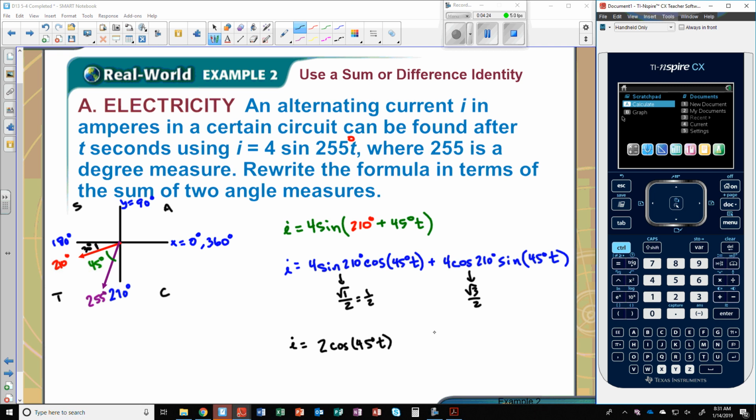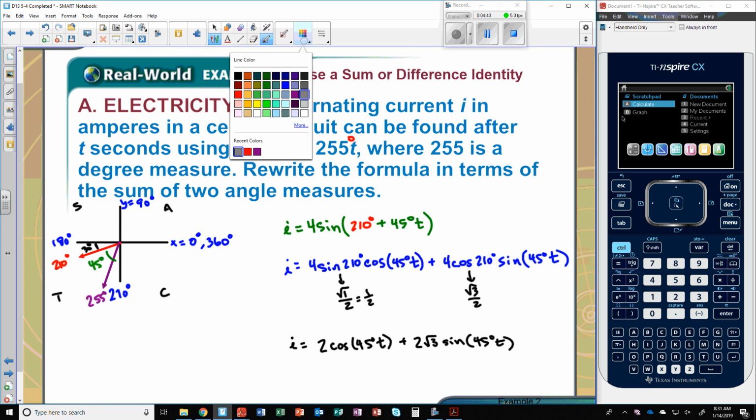so this would be 2 cos of 45 degrees times t, plus, over here, I could just reduce the 4 and divide it by 2 and that gives us 2, but the square root of 3 does not reduce. So the 2 square root of 3 for all this value, sine of 45 degrees t, just like that. That would be my answer here.